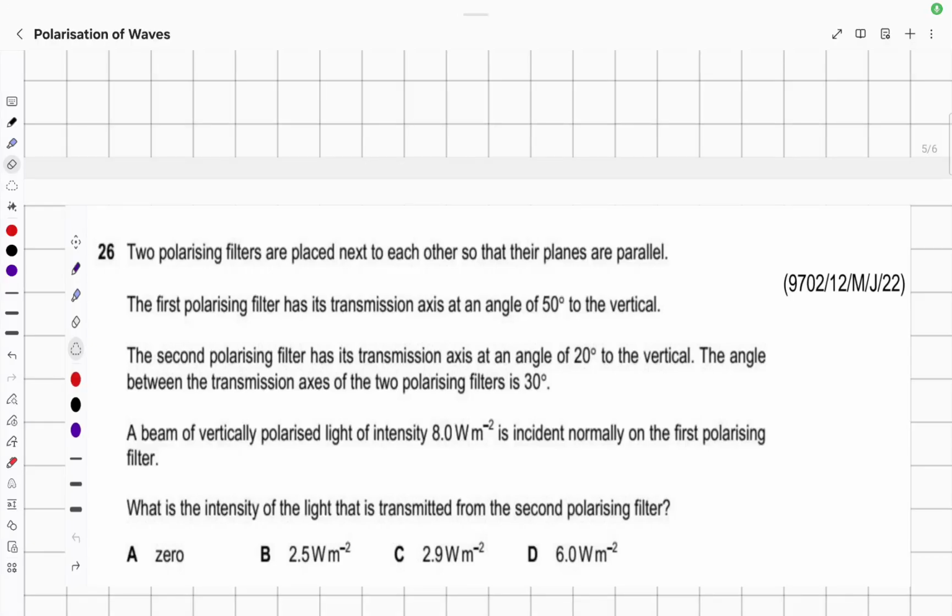Assalamu alaikum. This is a question related to the polarization of light, and it is from May June 2022, paper variant 1, question number 26.